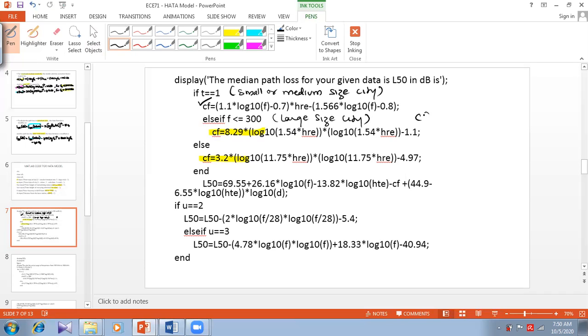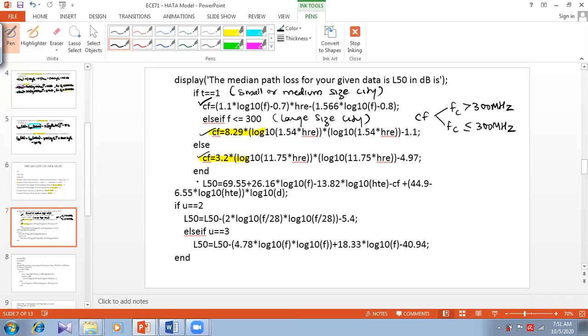There are two sets of formulae for your correction factor. One is if your FC is greater than 300 megahertz, or if your FC is less than or equal to 300 megahertz. So we are first considering, if your frequency is less than or equal to 300 megahertz, we are going to use this formula. If it is not, then it will straight away use this formula. Okay. I hope you all have understood this.